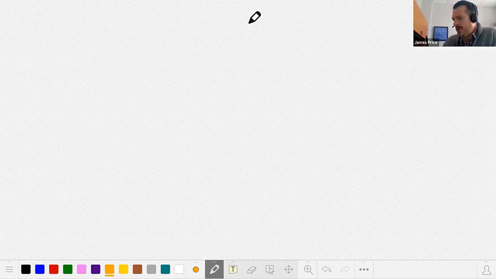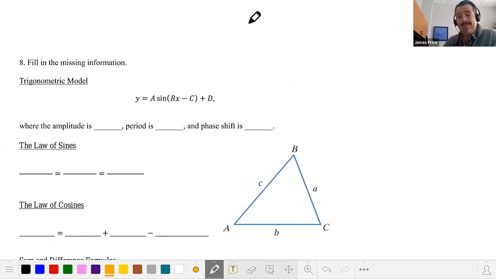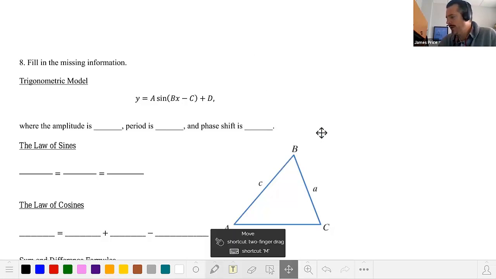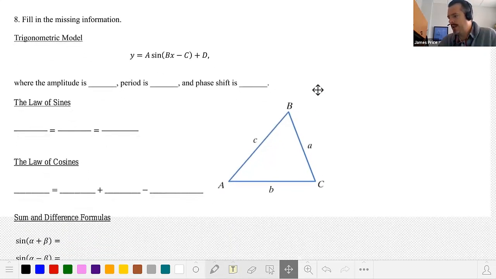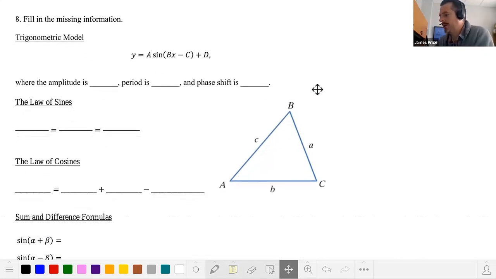And so remember, you will be given these formulas eventually, but the first thing you'll be tested on is whether you know them or not. And then once you do that, you'll turn that sheet in, and then you'll be given the formulas. So on here, what do we want to do? Basically, you just want to fill in the blanks. So for the trigonometric model, what we want to do is be able to say what the amplitude is.